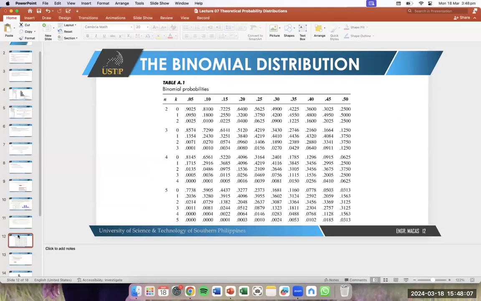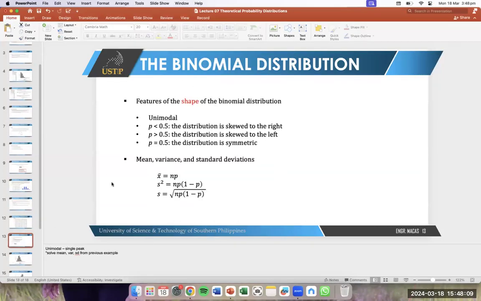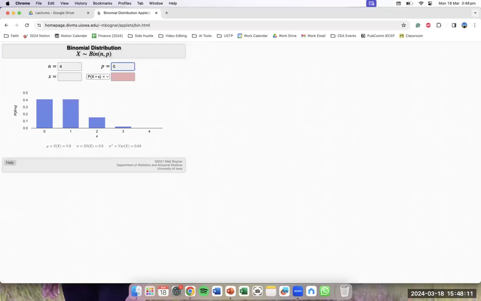Okay, next would be greater than 0.5. So let us try 0.6. It no longer gathers on the right, right? It is skewed to the left. If 0.7, even more. Okay, 0.8. Until the value at 0 is almost 0, and the probability of getting 0 successes is almost 0. So the more you increase p, the more it skews.